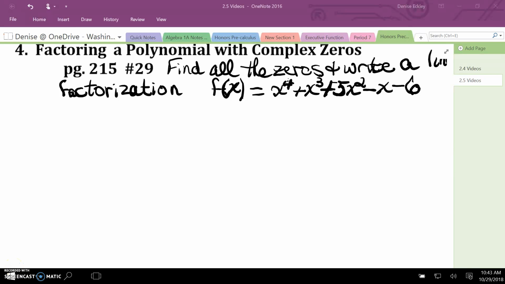Number 29 on page 215 asks us to find all the zeros and write a linear factorization for the polynomial f of x equals x to the fourth plus x cubed plus 5x squared minus x minus 6. Now, even though this is a fourth degree polynomial, we're going to solve it the way we've done all the third degree ones. We're going to start by listing our p over q to find our possible rational zeros, and then we're going to use the factor theorem to find at least one zero, and then divide that out and go from there.